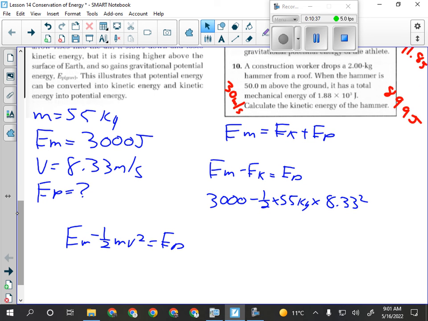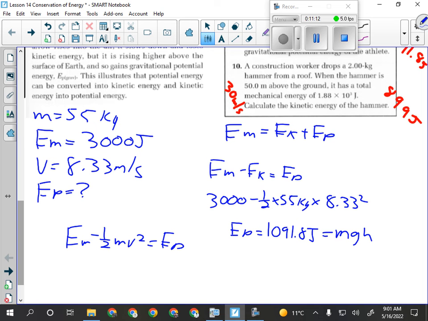Okay, that's not where I would stop that question. I would ask you, how high is the bar? Since you just calculated the potential energy, could you calculate the height of the bar? Well, this number that we just calculated, so we said EP equals 1,091.8 joules. Does that number equal m times g times h?